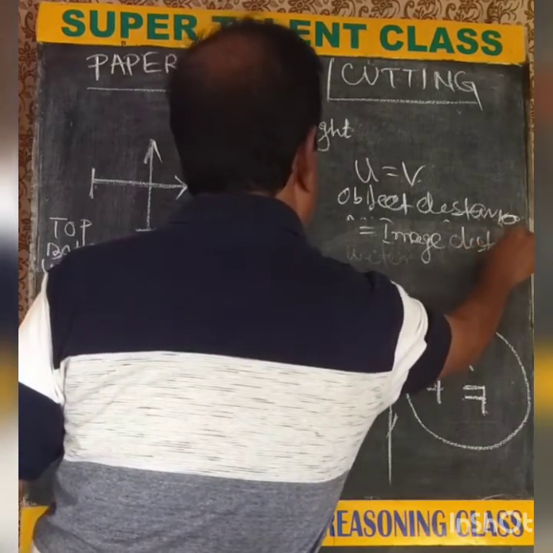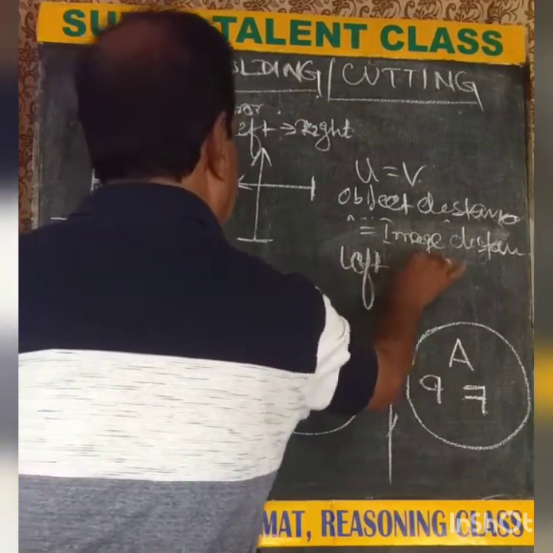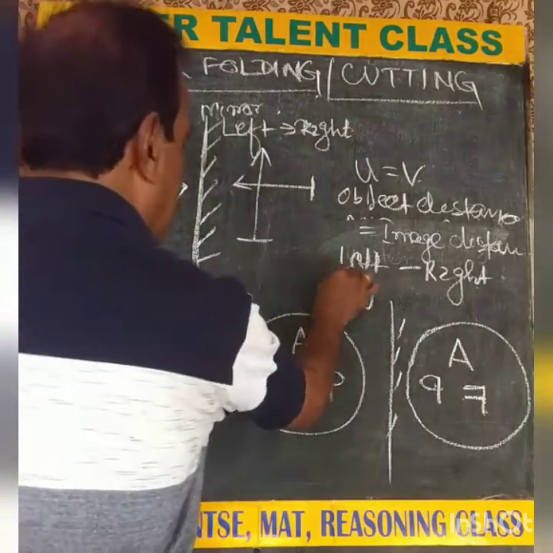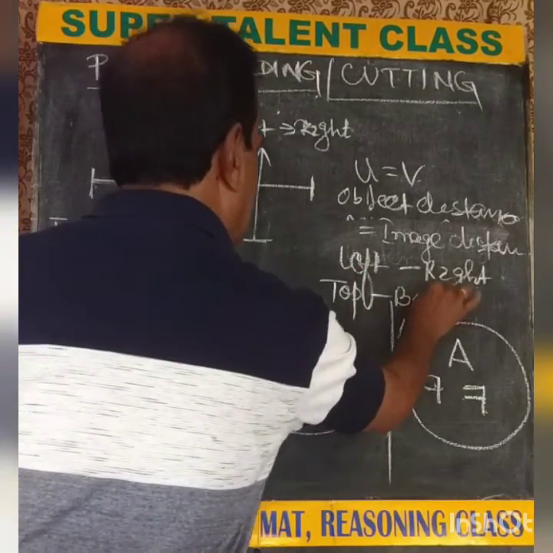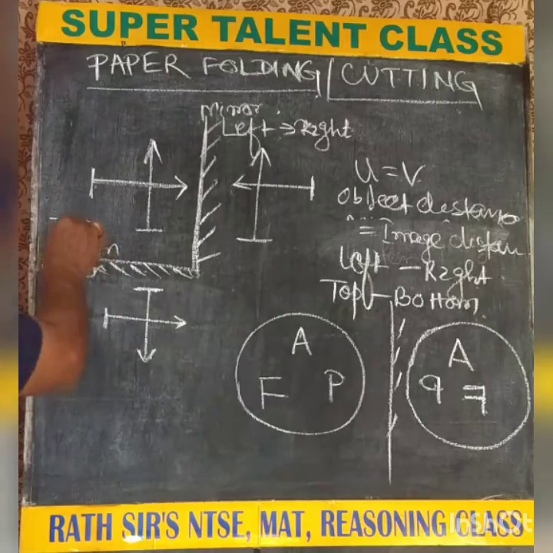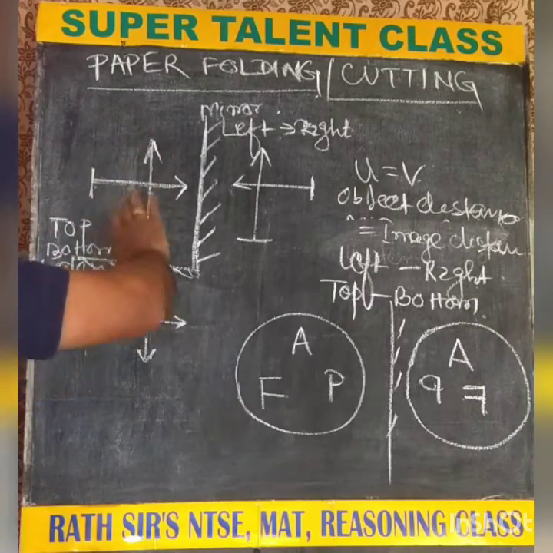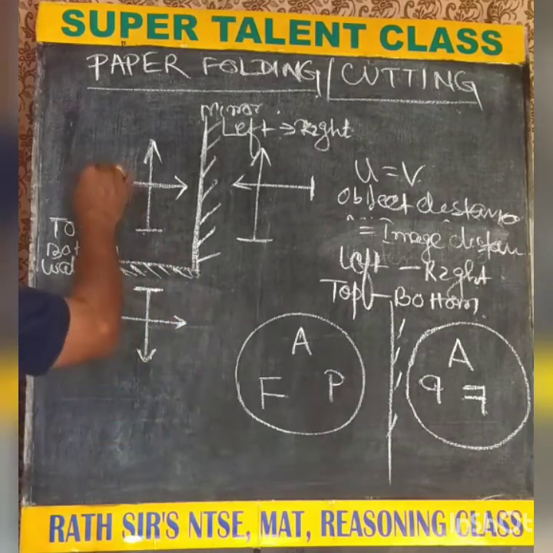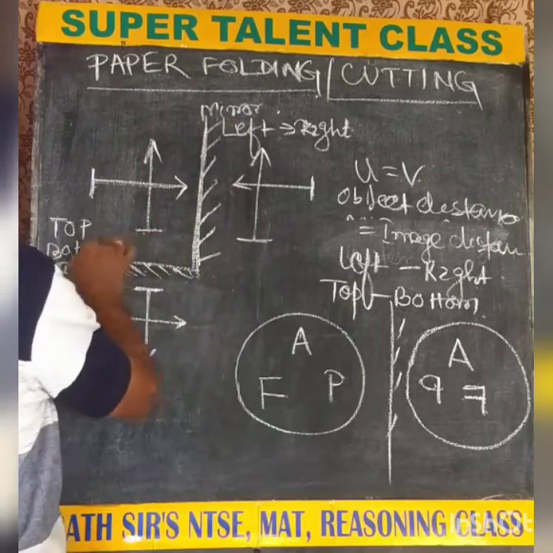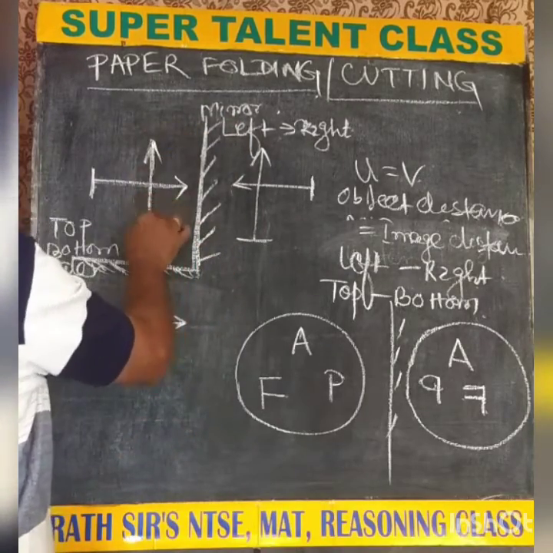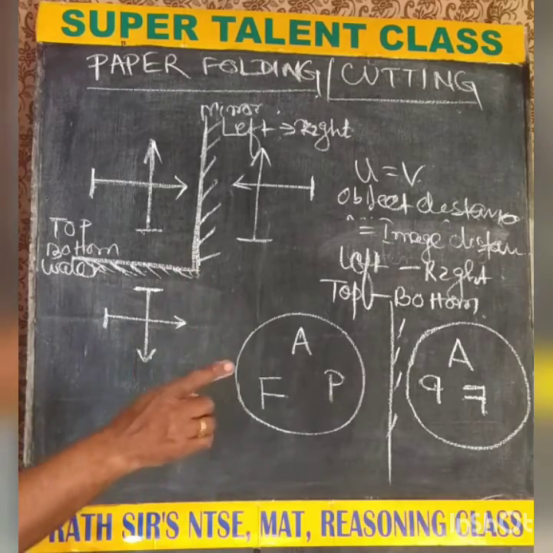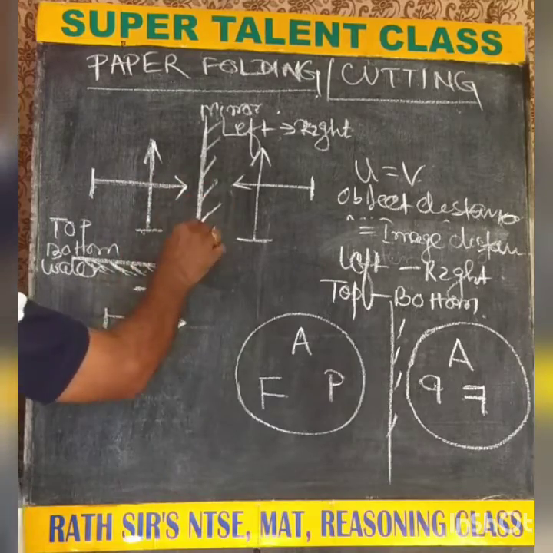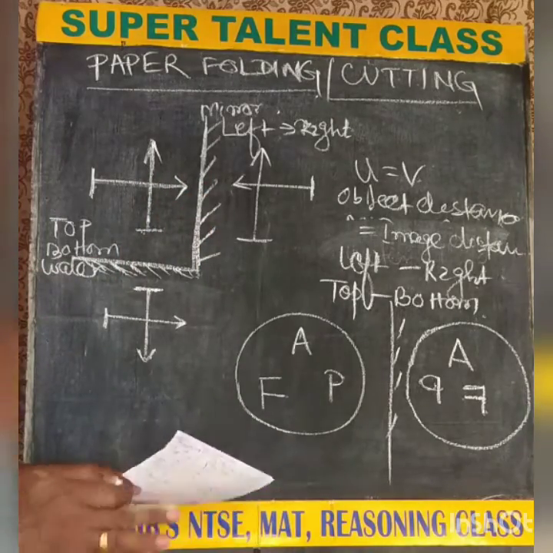So on this basic principle, we will get the left and right changes. Left to right, right to left. But top and bottom will have no change. This is the basic principle. In water image, you will see top and bottom will change. So here I put one diagram of mirror and water image at a time. Always keep in mind object distance and image distance. The object is at some distance from the mirror, and the image will be at the equal distance at the back side. That is the basic principle.